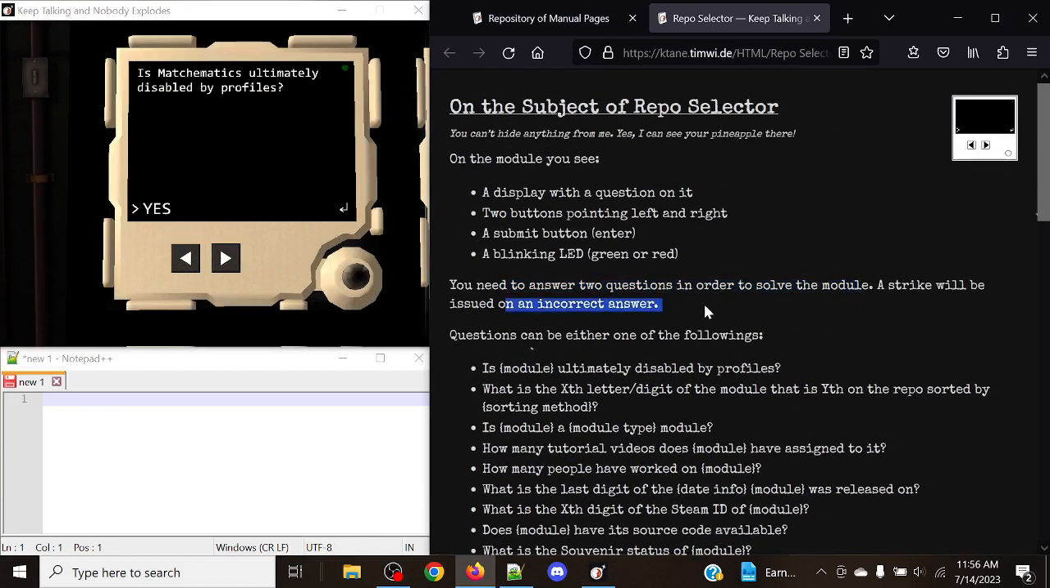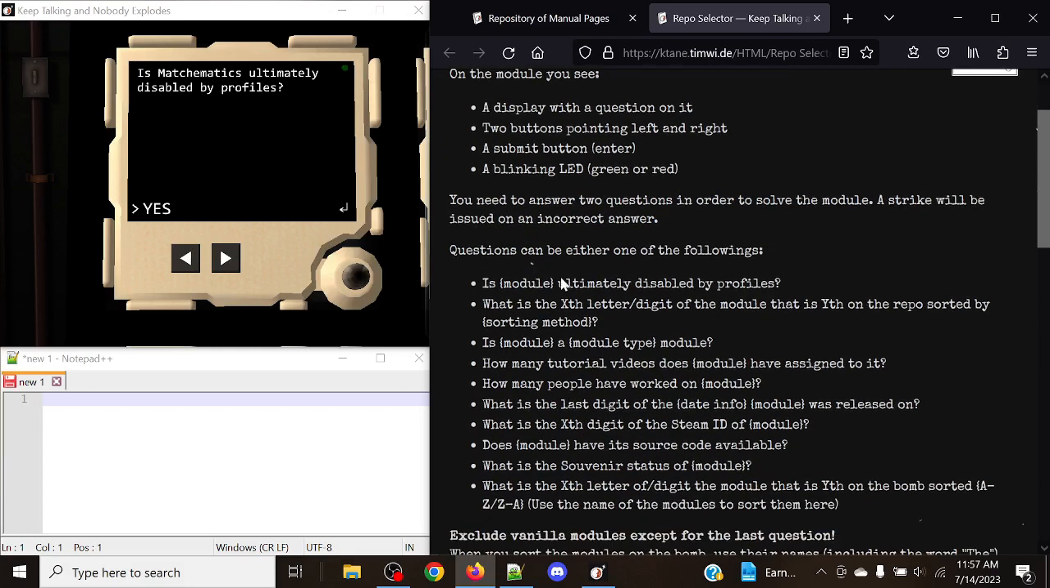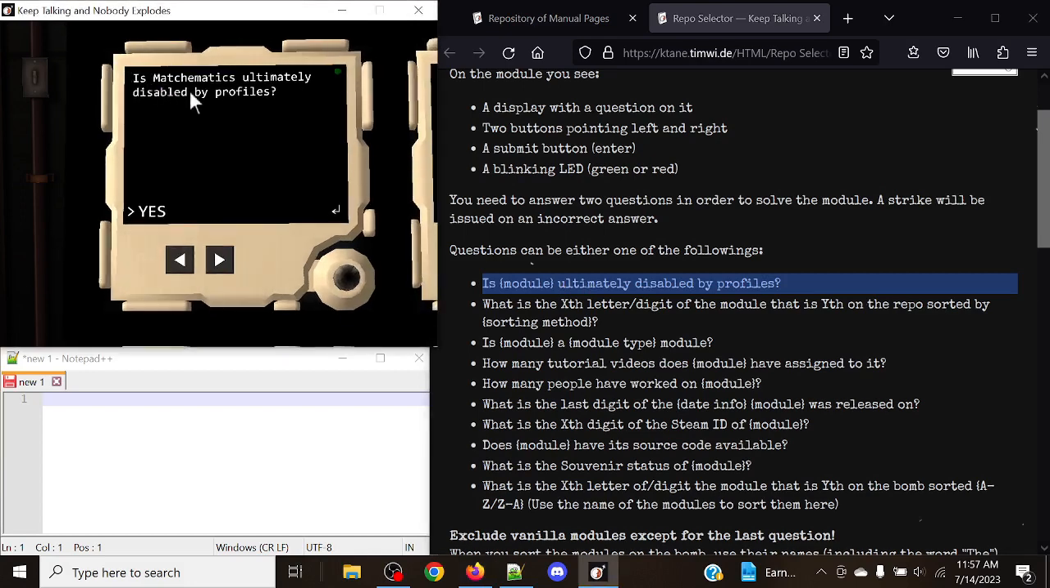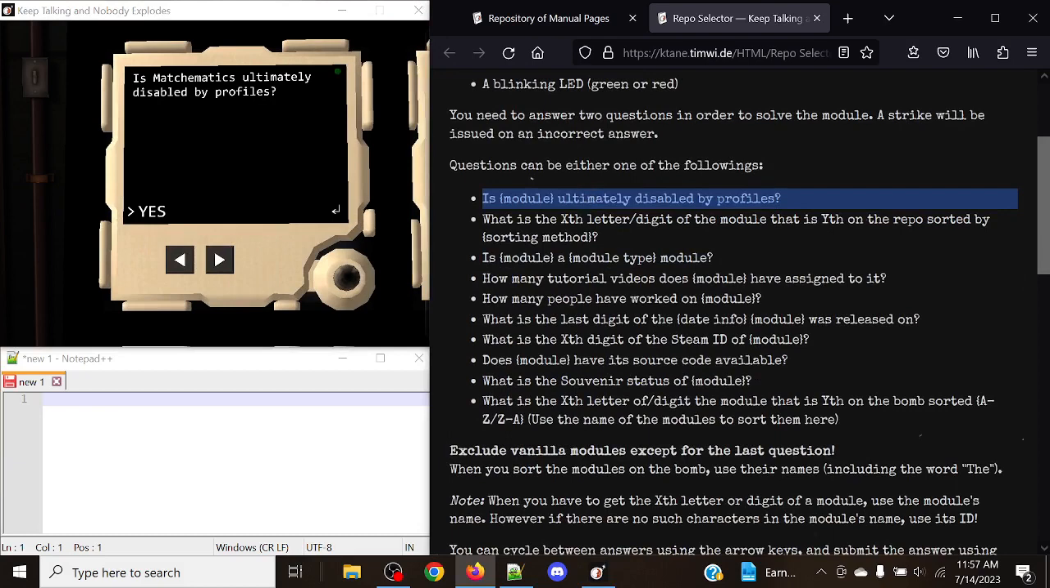A strike will be issued on an incorrect answer. Questions can be one of the following. Is this specific module, in this case we have this question right here, is mathematics ultimately disabled by profiles? Now, as far as I understand, ultimately disabled refers to every single profile that you have enabled needing to be disabled.